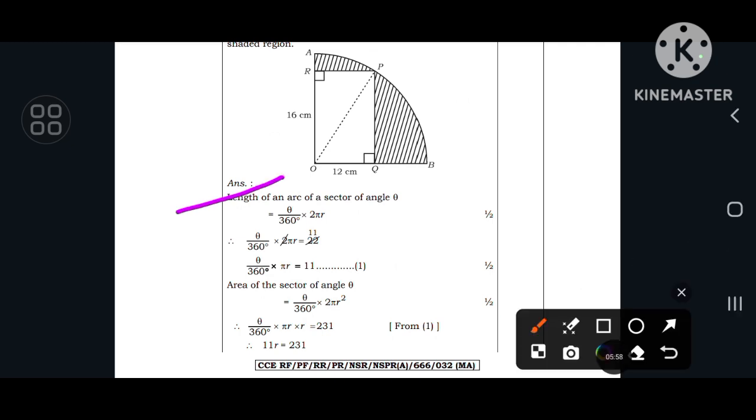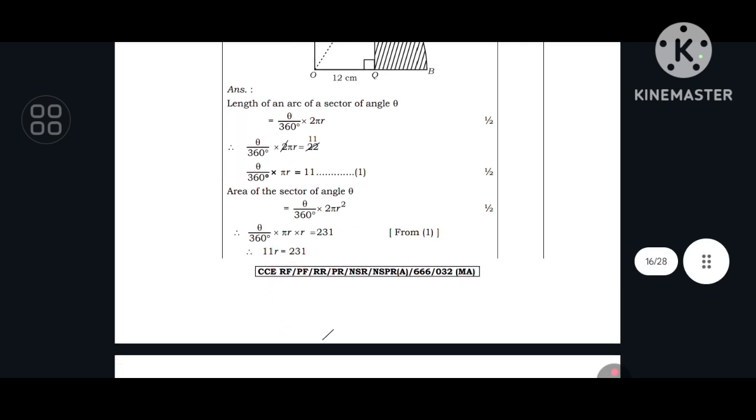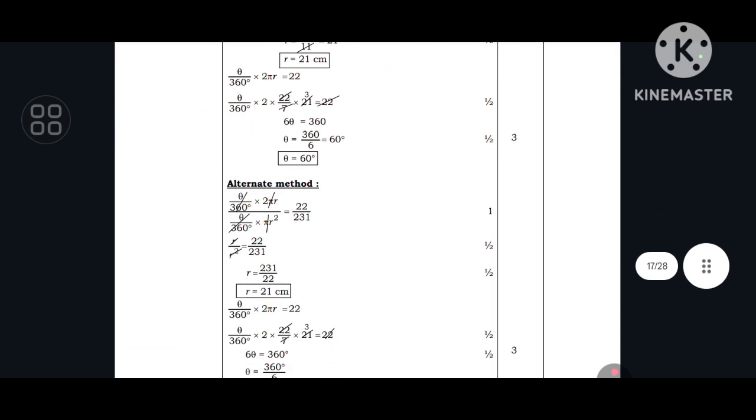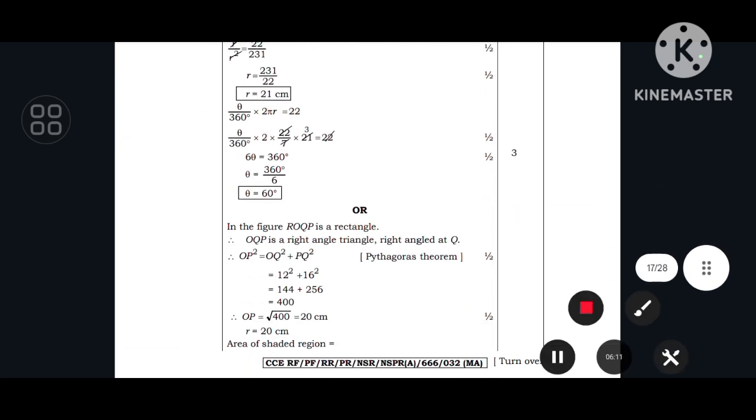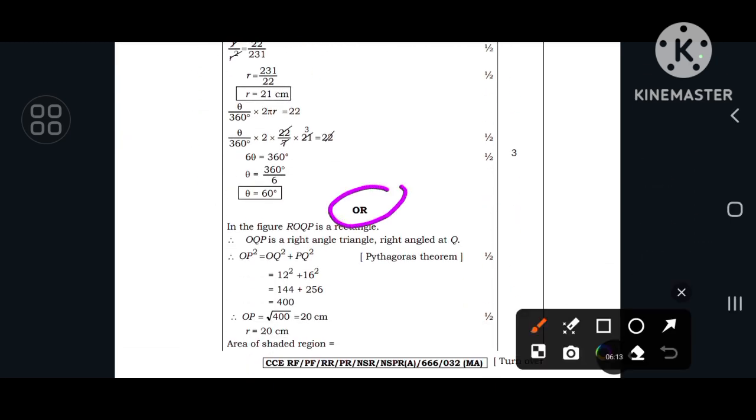The answer will start from here. Don't refer to this answer for this question. This is for the 29th first question, and for the OR question, the answer will start from here. The answer is started from here. As you can see, this is for the 29th question only, but for the OR option.